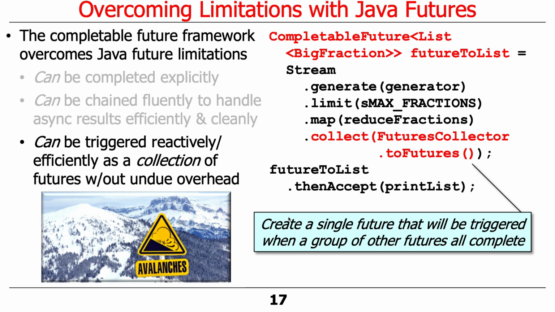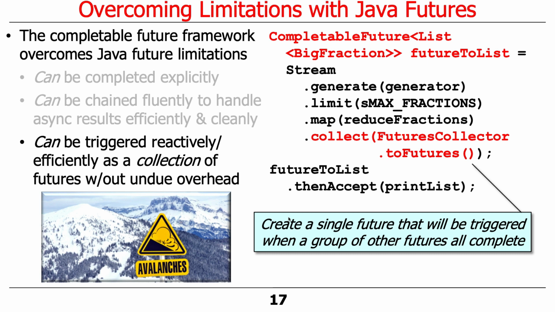And so what we have here is a stream of random BigFractions up to this amount. We then multiply that stream of BigFractions asynchronously. So now we end up with a stream of CompletableFutures to BigFractions that are all running in parallel. So we've got, for the sake of argument, 100 BigFractions. After the map call, we'll then have 100 asynchronous multiplications of random BigFractions.